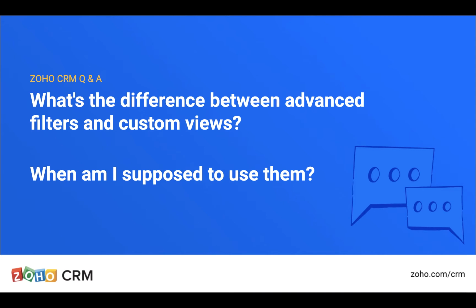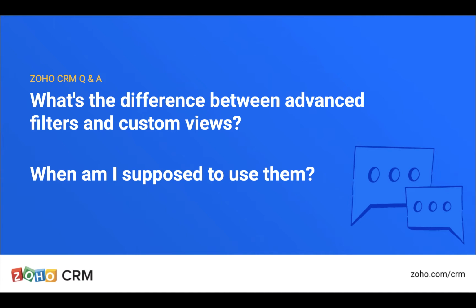What's the difference between advanced filters and custom views? When am I supposed to use them? This is indeed an interesting question and a very valid one at that. A lot of people have this question because there are many similarities between advanced filters and custom views. But why do we have two features that pretty much do the same thing? When am I supposed to use either of them?